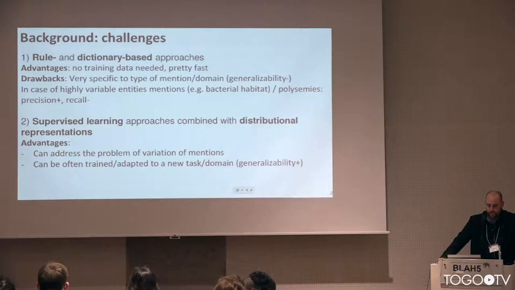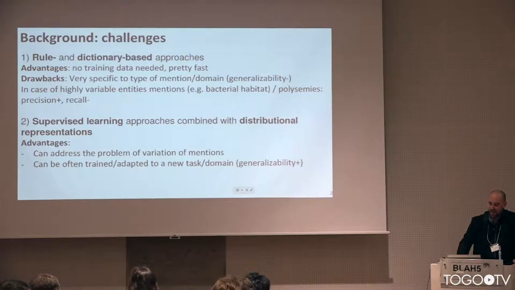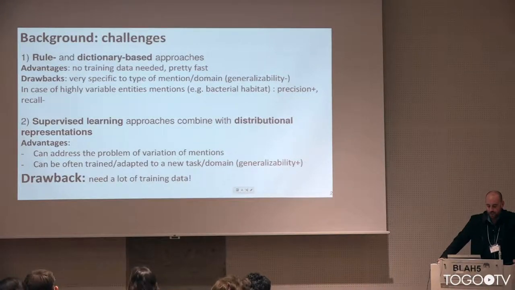The second kind of approach is supervised learning, often combined with distributional representation. The advantages are that we can address the problem of variation of mentions, and we can often train and adapt this method to a new task or domain. So the generalizability is pretty good. But there is a drawback, and it's a big one: they need a lot of training data.